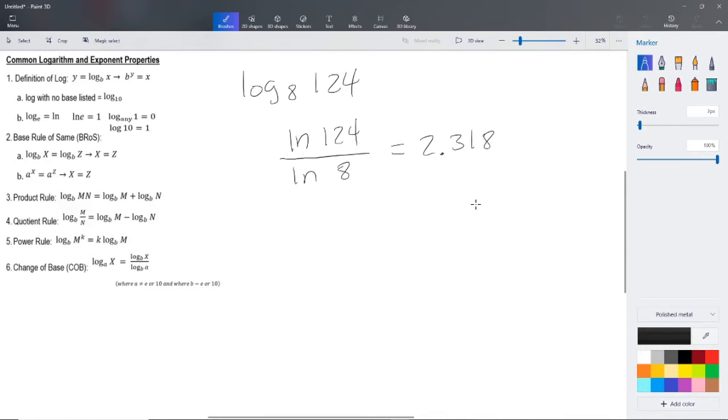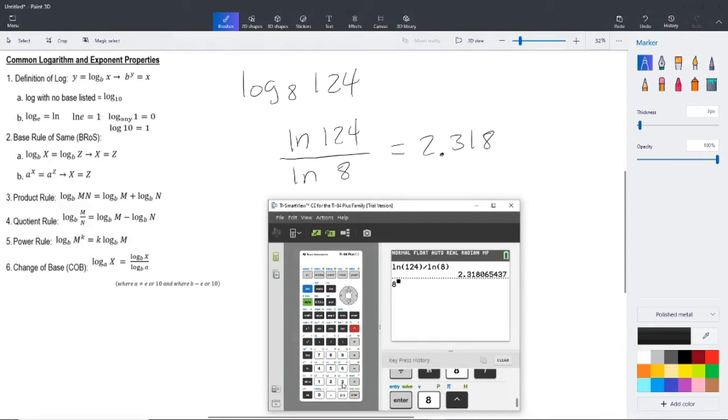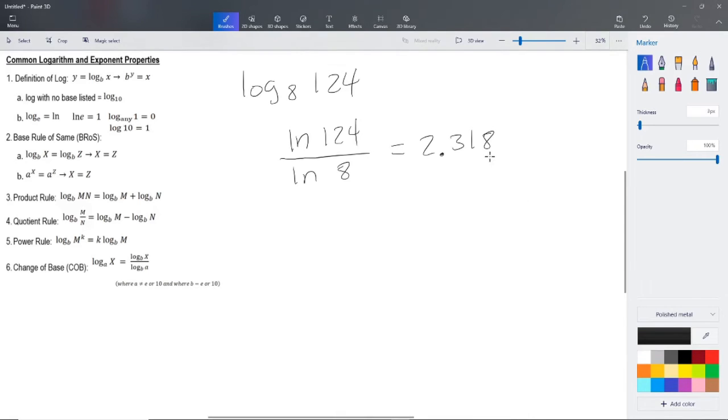Now this should make some bit of sense here, because what we're asking is, by definition of log, 8 to some power equals 124. You know, 8 squared is 64, and 8 cubed is another big value. If I bring my calculator up here and say 8 to the power of 3, it's going to say 512. Well, 124 is certainly bigger than 64, as in 8 squared, and certainly a lot smaller than 8 cubed. So the answer should be somewhere between 2 and 3, and 2.318 fits perfectly in there.